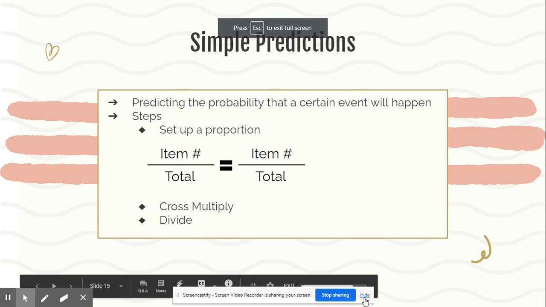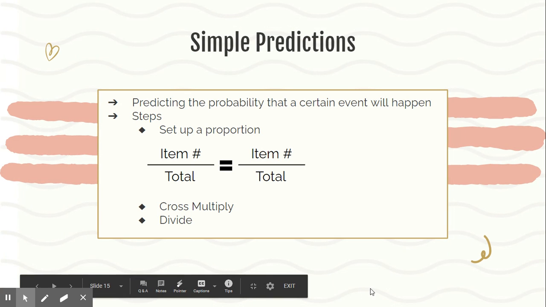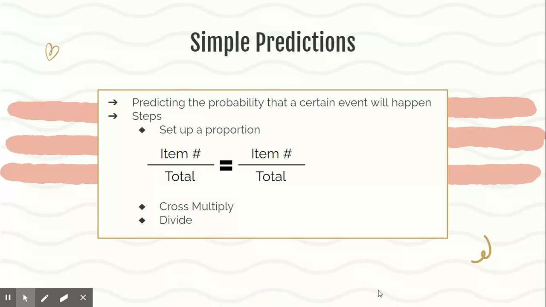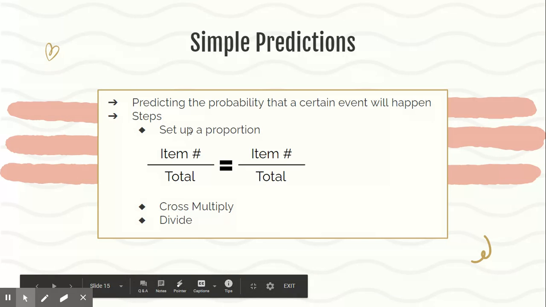Okay, guys, so today we are going to work on predictions. So we talked about probability and finding the probability of an event happening. Now we're going to use that probability to help us predict what could happen in the future after a certain amount of tries. Okay, so predicting the probability that a certain event will happen.